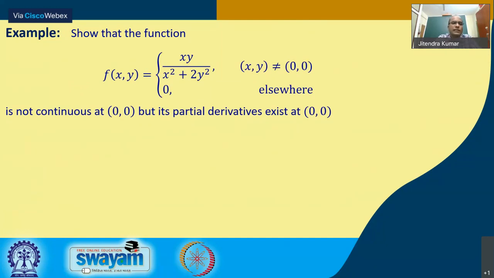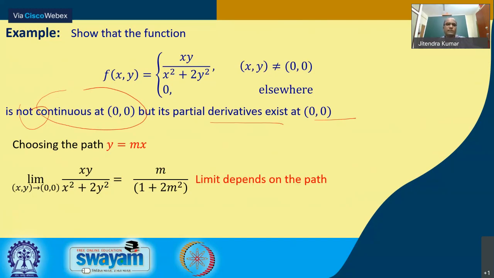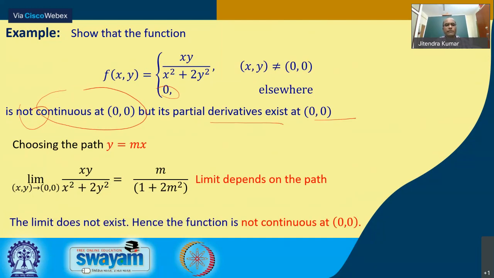And we have a function here which is continuous, and its partial derivative exists. Is not continuous. Sorry, this is the other way around. So here the function is not continuous, but its partial derivative exists, and that is actually different from what we usually see in the calculus of one variable functions. So here if we choose y equal to mx, immediately we will see that the limit depends on the path, meaning that the function is not continuous, because the function value is 0 at x equal to 0, y equal to 0. And when we are letting this approach from the neighborhood towards (0, 0), we see that the limit depends on m. So this is not a continuous function. So the limit does not exist, and hence this function is not continuous at (0, 0).